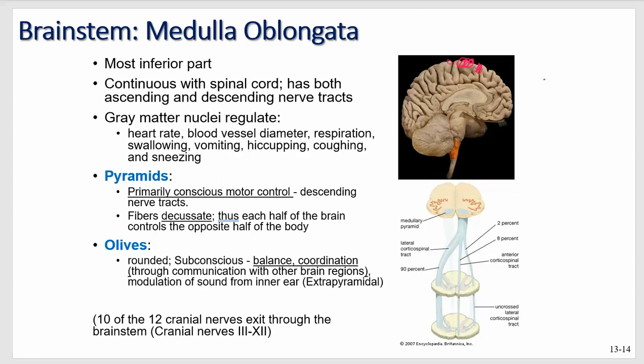Okay, so the pyramids are really the motor function. The extrapyramidal, which means outside that pyramidal area, are for balance, coordination, stuff like that. And we'll come back and talk about that again when we talk about motor function. All right, so let's move up. Oh, and also 10 of 12 cranial nerves exit through the brain stem in general, the pons and medulla.